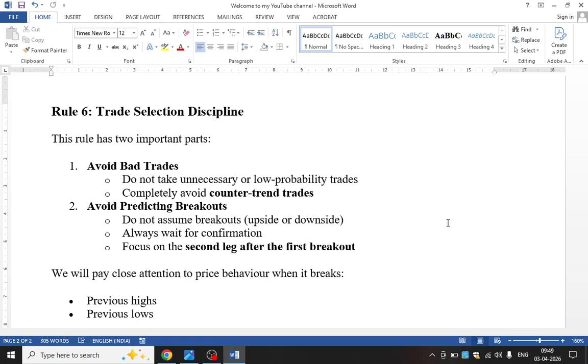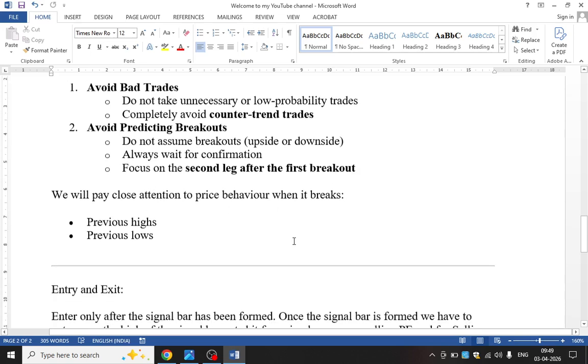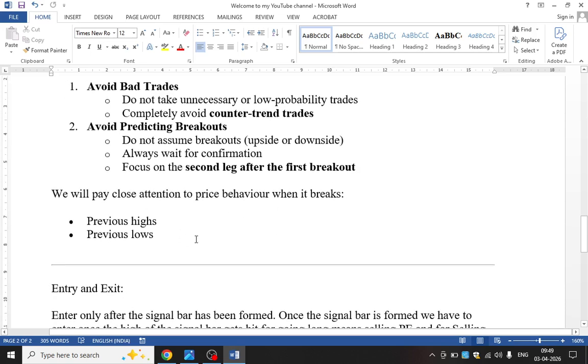So we are not going to predict the breakout, and even after the breakout we will wait for the confirmation, and we will focus on the second leg after the breakout. We have to pay close attention to the price behavior whenever it breaks the previous high or previous low. So I have got a chart which we are going to study, that of 1st April 2026, and we will study each and everything in detail.